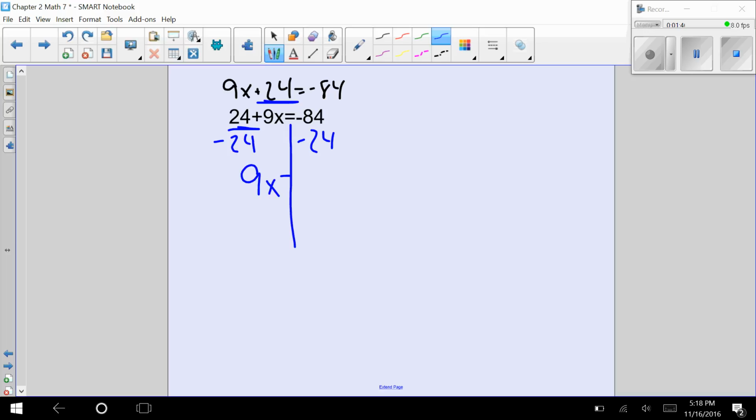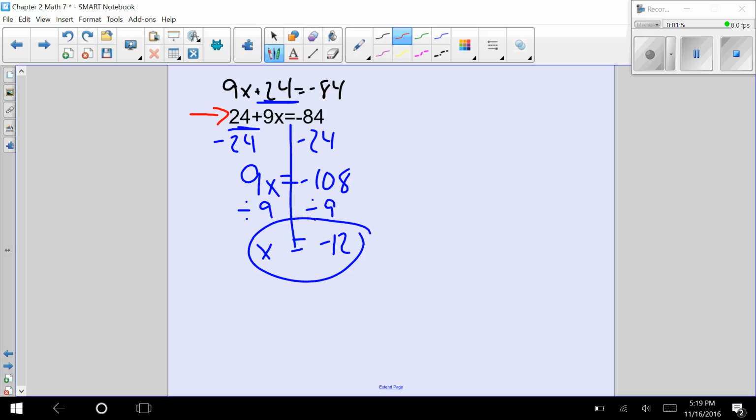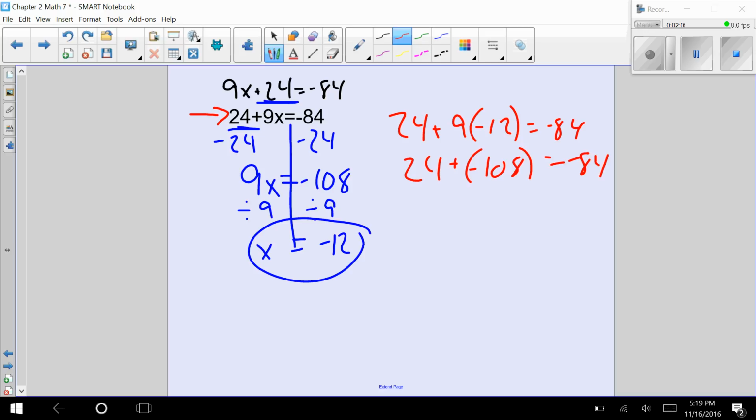So 9x equals negative 84 minus 24 is negative 108. And now I divide both sides by 9, leaving me with x equals negative 12. To check our answer, always plug it into the original. So 24 plus 9 times negative 12, does that equal negative 84? Well, 9 times negative 12 is negative 108. And 24 plus negative 108 is negative 84. So both sides are equal and it checks out.